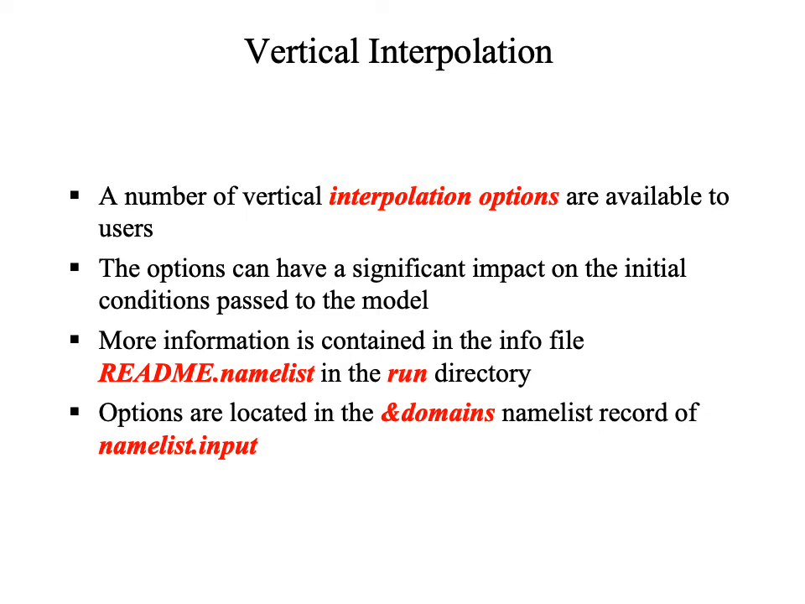There's a subsequent lecture talking about how the registry is used. That registry talk describes how options that are unavailable in the standard namelist are able to be added into the namelist.input file to modify the default way that vertical interpolations are handled.